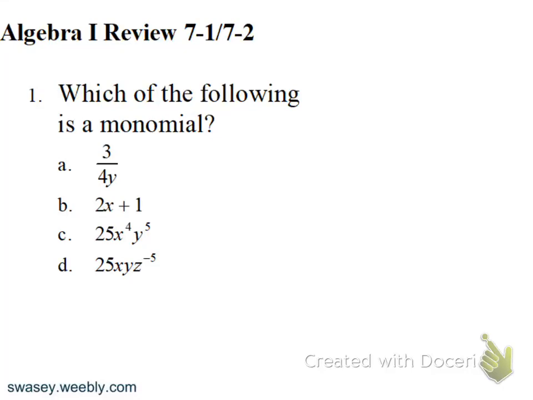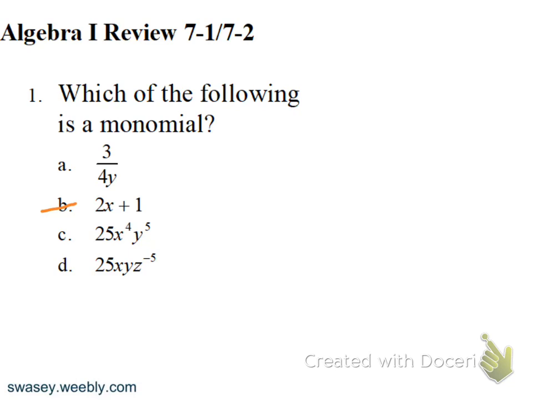Alright, we're going to review sections 7.1 and 7.2. It's all about exponents. This first one, which of the following is a monomial? So mono means 1, so it can only have one term. Now terms are separated by addition or subtraction. So because of this addition here on part B, we know that that is not a monomial. There's actually two terms there, so it's a binomial. So that one is not a monomial.